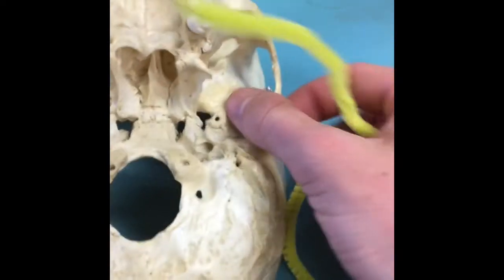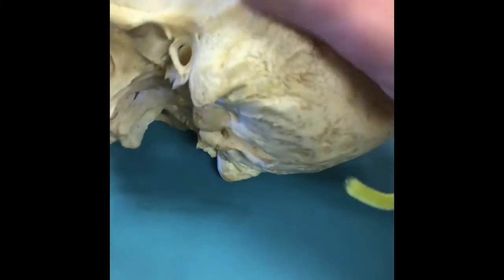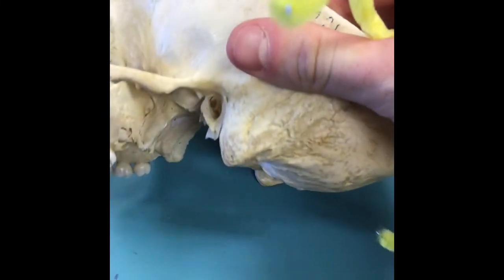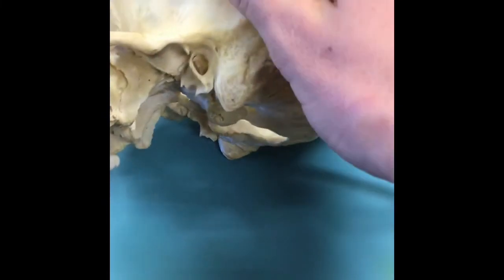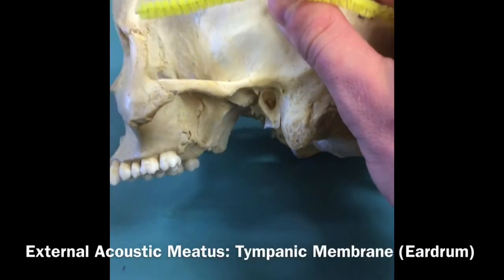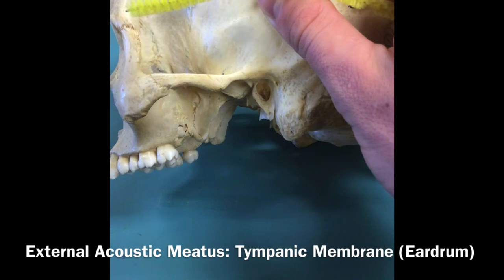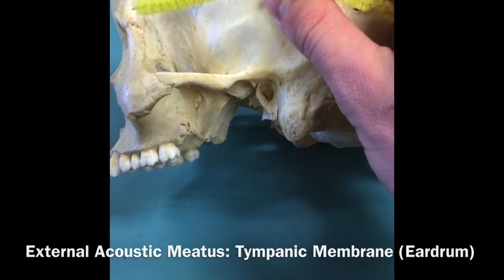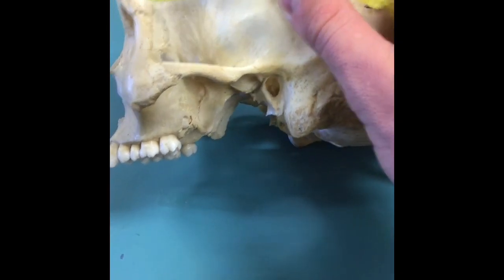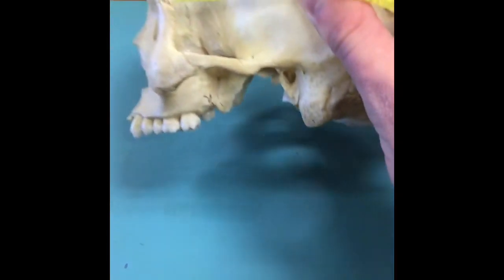So one last thing. If we tilt our head over, we're going to have that hole right there. And what's going on through there is the external acoustic meatus foramen, and that is going to hold our tympanic membrane or our eardrum, and that makes sense because it's next to our ear.